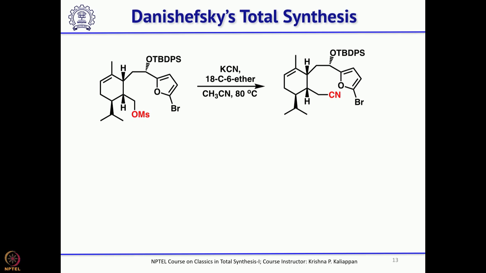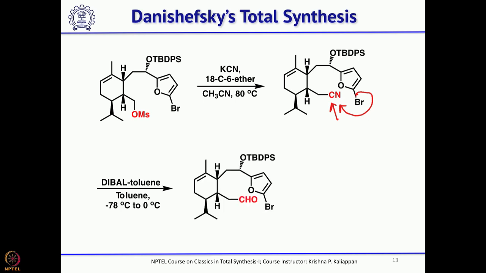Okay, so what we need now, this cyanide should be reduced to aldehyde, then the intramolecular cyclization should take place. DIBAL reduction of the cyanide will give you the aldehyde. So that was a very clean reaction.